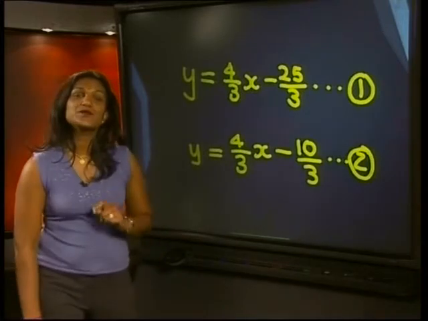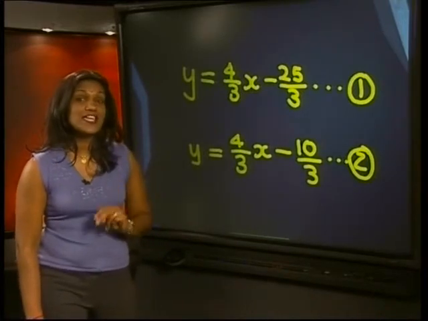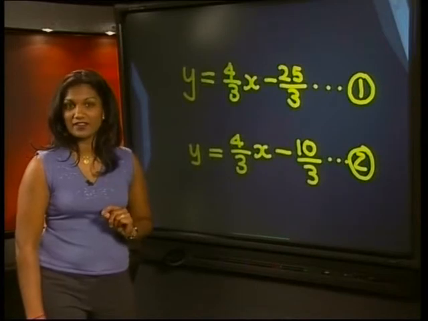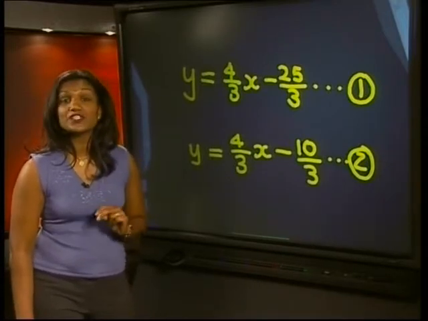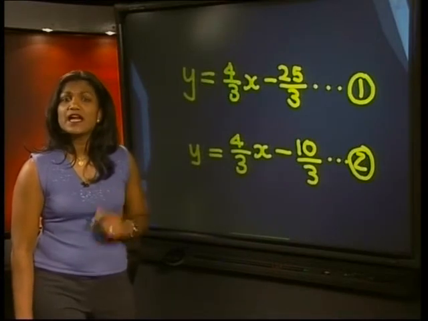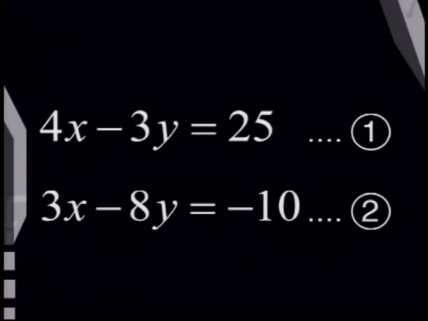So this confirms what we thought. Since the gradients are equal, the lines must be parallel. So the lines have no intersection point, and thus there is no solution to the set of simultaneous equations. Let's look at the next example. Solve for x and y.